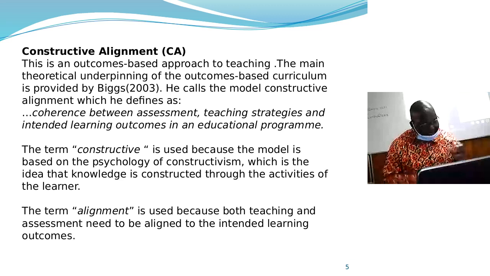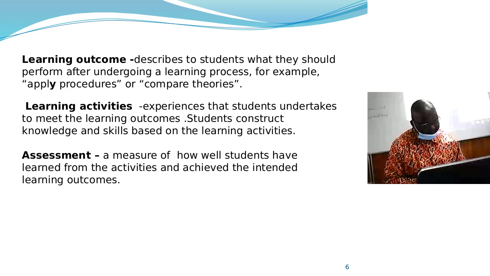Now, in this model, we have three components that are important in the curriculum design. The first one is learning outcome, which describes to the students what they should perform after undergoing the learning process. For example, apply procedures, compare theories. The second element is learning activities, which refers to the experiences the students undertake to meet the learning outcome. And the third one is assessment, which is a measure of how well students have learned from the activities to achieve intended learning outcomes.